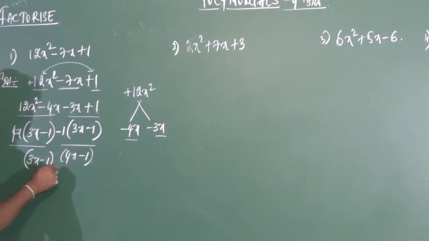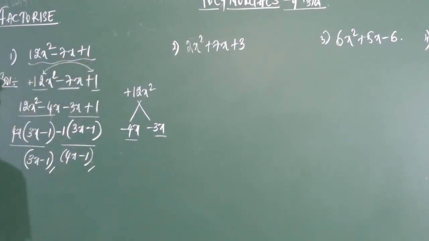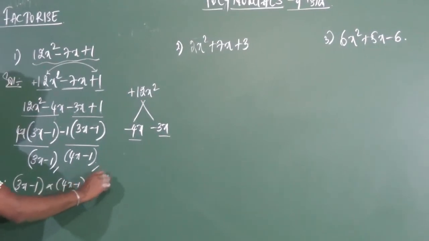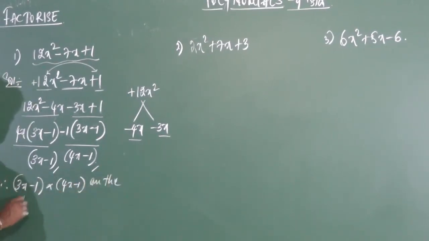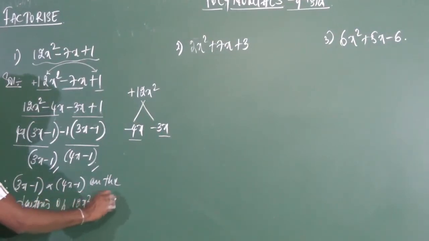So here 3x minus 1 and 4x minus 1 are the factors of 12x square minus 7x plus 1. So I should write it at the end. So 3x minus 1 and 4x minus 1 are the factors of 12x square minus 7x plus 1.